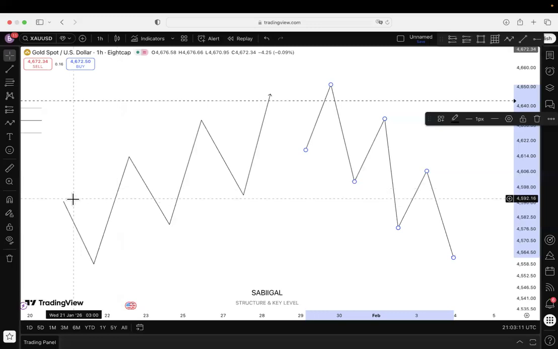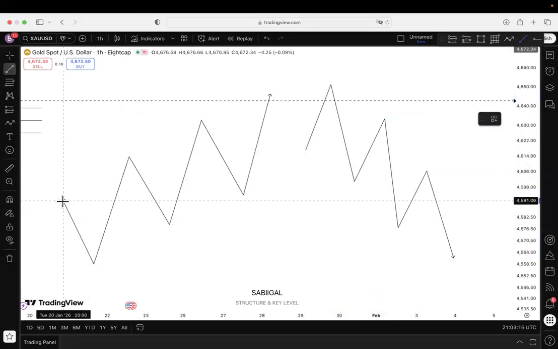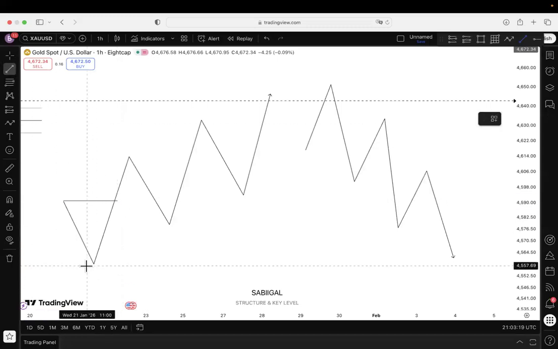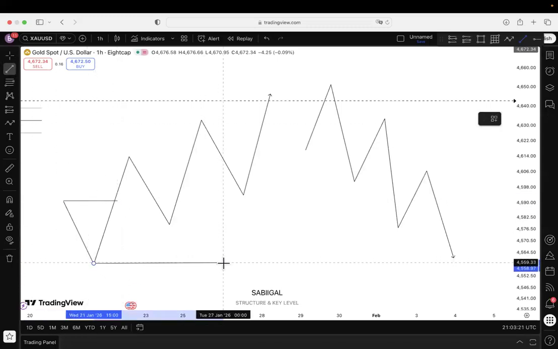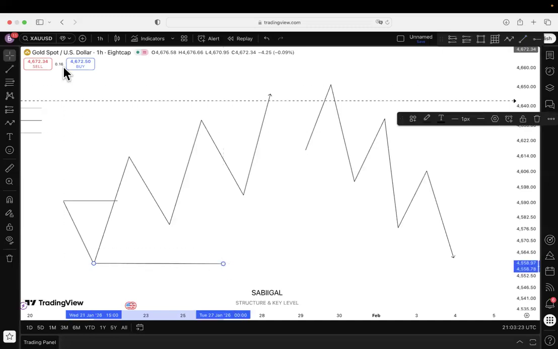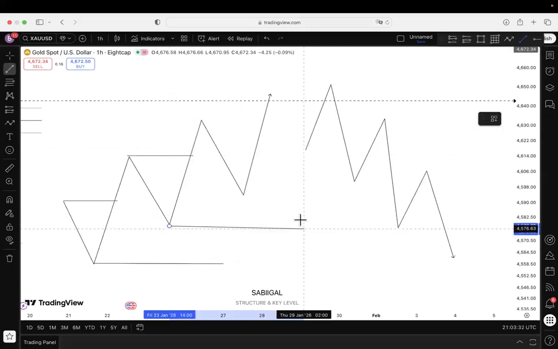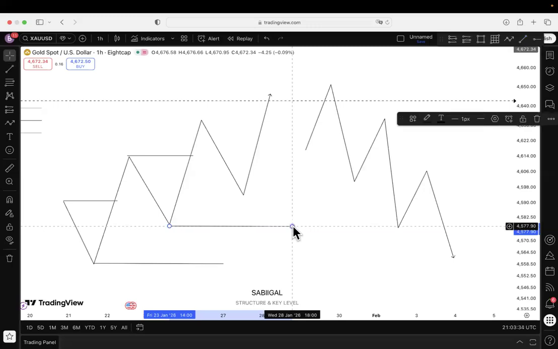Now, the uptrend is made up of higher highs and higher lows. We have the higher high and we have the higher low. We have the higher high and we have the higher low. Now, this is the foundation of the market.